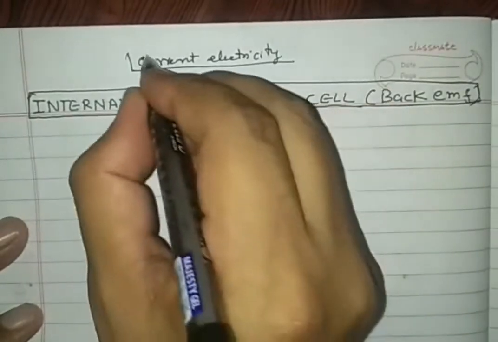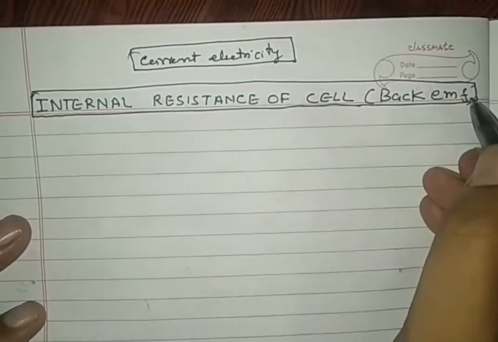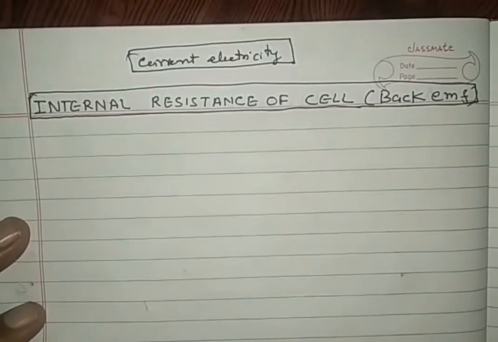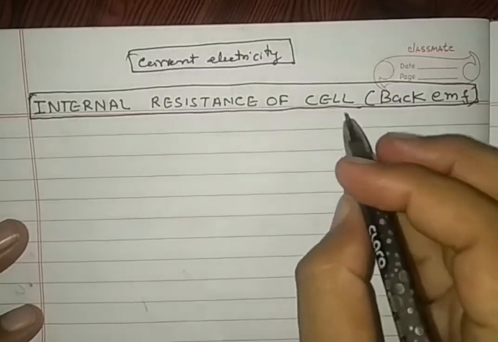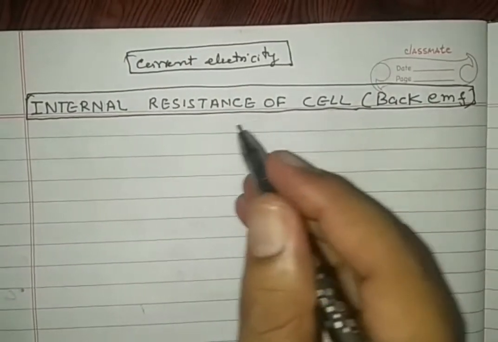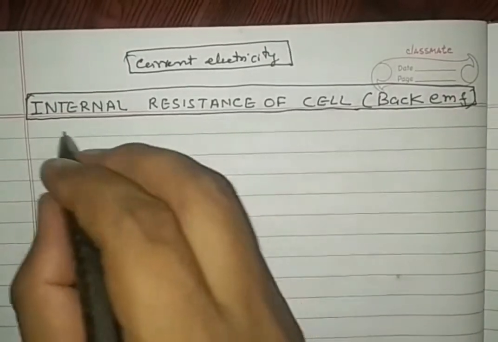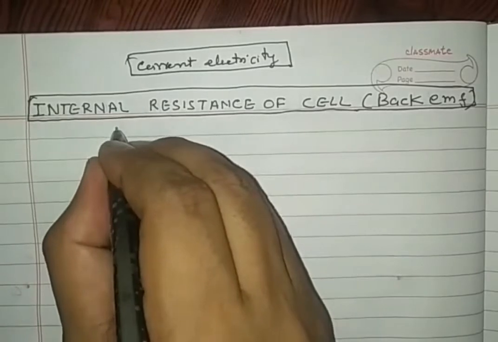Students are always in confusion to take a concept of back EMF and internal resistance of a cell. So see very carefully here what is the internal resistance of a cell and what is a back EMF. So let us start the topic.